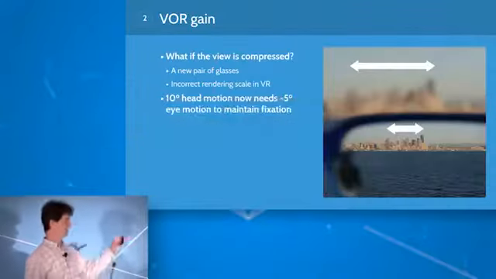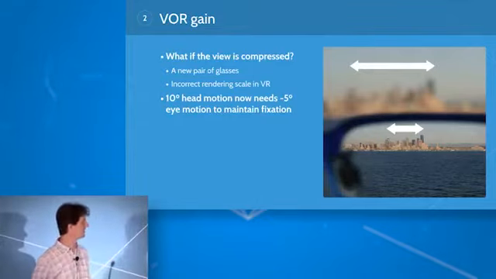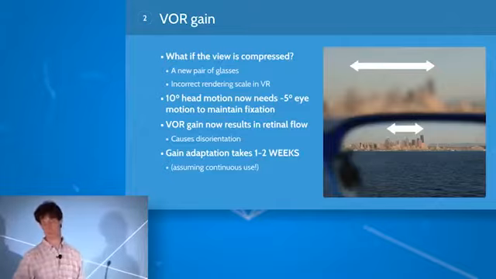So the problem is, I want to move my head right by 10 degrees, my eyes want to move left by 10 degrees, but what if my view is compressed? Here's an example looking through some glasses, I think that's actually the Seattle skyline. You can see that these are pretty strong glasses. They've basically halved the size of the image. So now when I turn my head right by 10 degrees, because the image is smaller, my eyes only want to turn left by 5 degrees. And so the VOR gain needs to change for these new glasses.